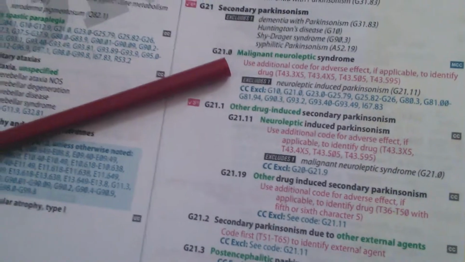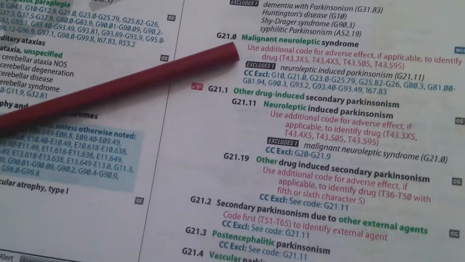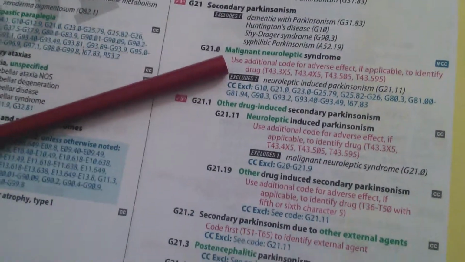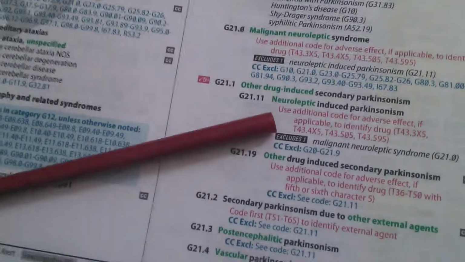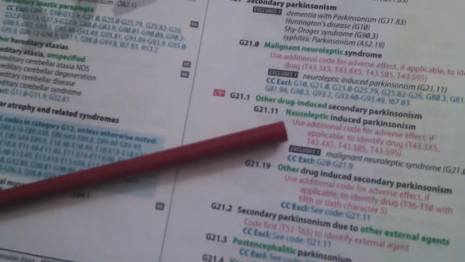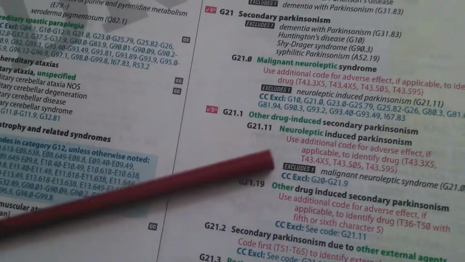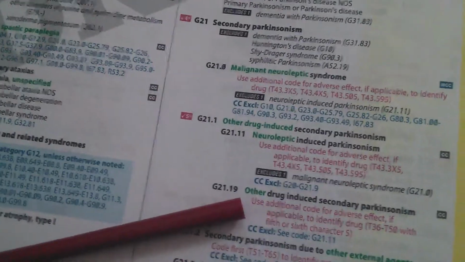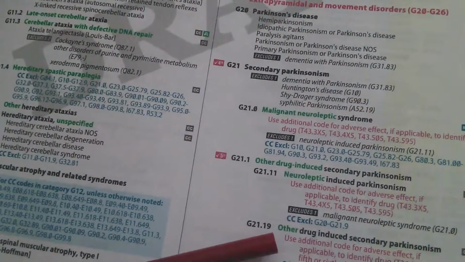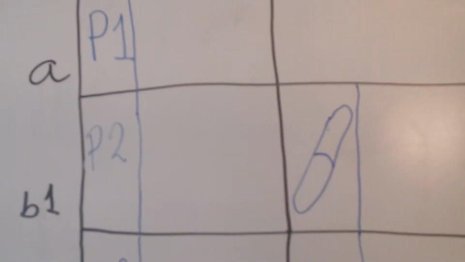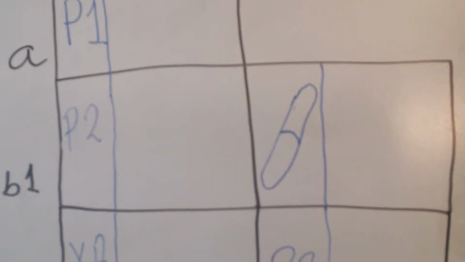And then you say that it says use additional code to identify drug, right? And go down on the next one. Also, this says use additional code. Right? Go down one more, the use additional code. So for all these drugs that are caused for the Parkinson's disease, you have to add a code, which is our B1 here. See? Parkinson's disease secondary is first, and a code for the drug is next.